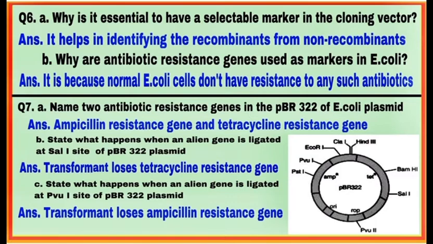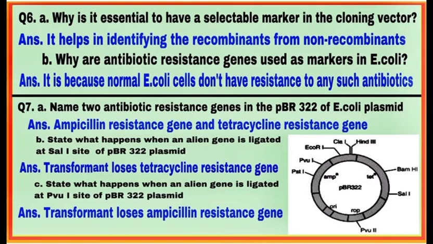State what happens when an alien gene is ligated at SalI site of pBR322. SalI site tetracycline resistant genes पर present होती है, और अगर हम foreign gene को SalI site पर ligate कर दें, then transformants loses the tetracycline resistant gene and they are no longer resistant to tetracycline.